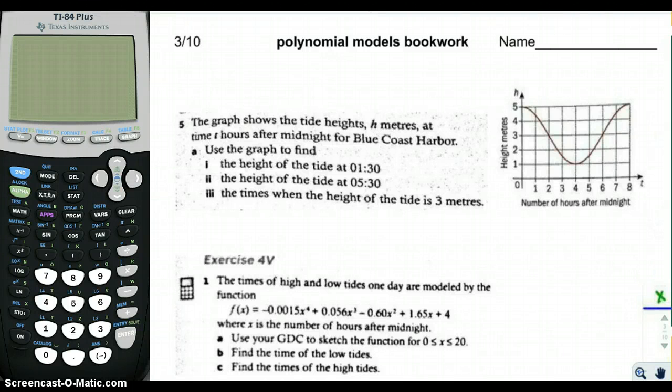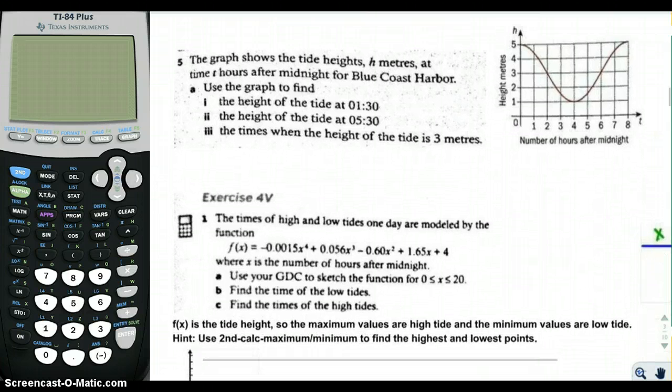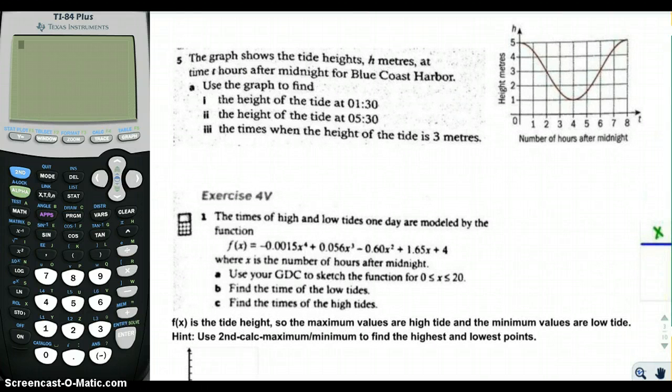Page 3 of the polynomial models bookwork, number 5. The graph shows the tide heights, h meters, at the time t hours after midnight for the Blue Coast Harbor. So the tide is how high the water is at the beach. Use the graph to find the height of the tide at 1:30.